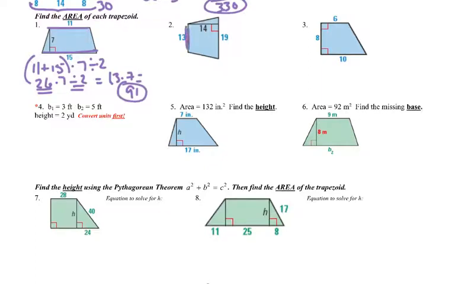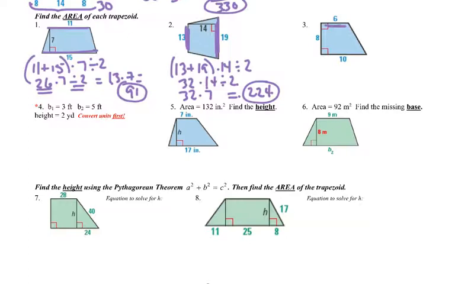The trapezoid is sideways, that's okay. Those are still the two bases. 13 plus 19 times 14 divided by 2. So 32 times 14 divided by 2. Maybe I'll just make that 32 times 7, which is 224.